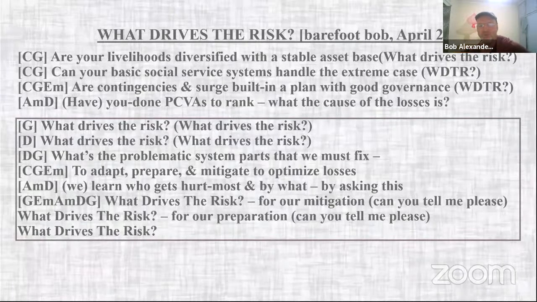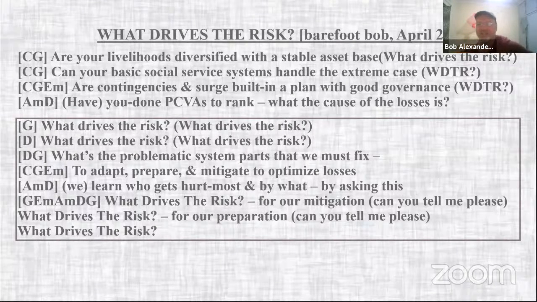What drives the risk? What drives the risk? What's the problematic system parts that we must fix? To adapt, prepare, and mitigate to optimize losses. We learn who gets hurt most and by what? By asking this, what drives the risk?